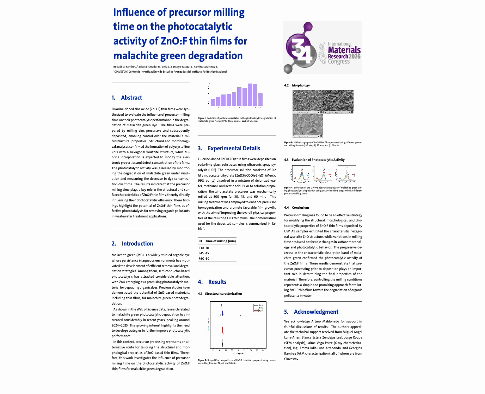We use zinc acetate dihydrate as the zinc precursor. Before preparing the solution, the zinc acetate was mechanically milled at 300 RPM for different times: 30, 45, and 60 minutes. The corresponding samples are identified in Table 1. After deposition, we investigated their structural and morphological properties and evaluated their photocatalytic activity using malachite green.